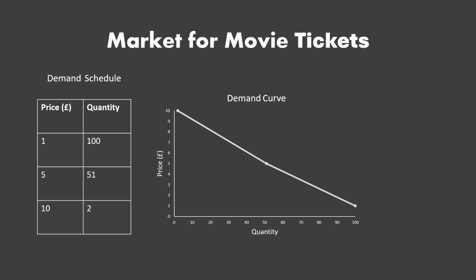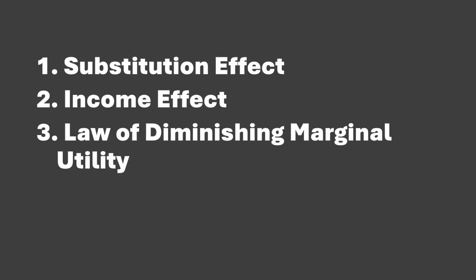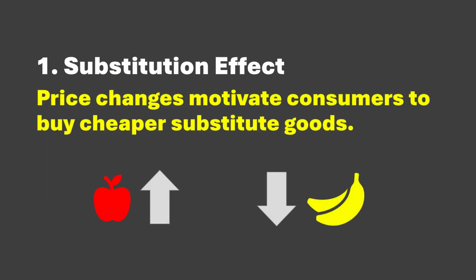Now, there are three reasons why the demand curve is downward sloping. They are the substitution effect, income effect, and the law of diminishing marginal utility. The substitution effect happens when consumers opt for cheaper substitute goods. For example, if the price of apples drops while the price of bananas stays the same, people may buy more apples.